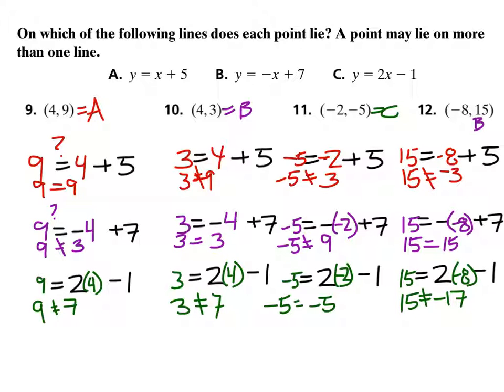So each of these points is only on one of the lines, and that's okay. But again, this is how we would check to see if that point is on the line. It's got to make the equation true.